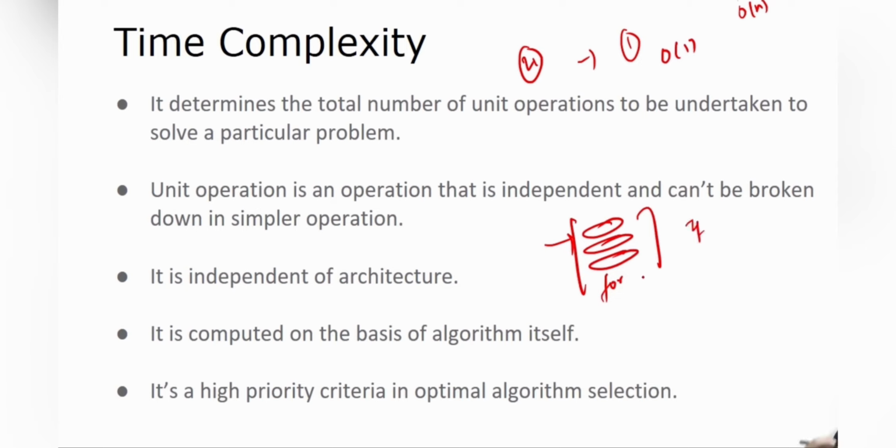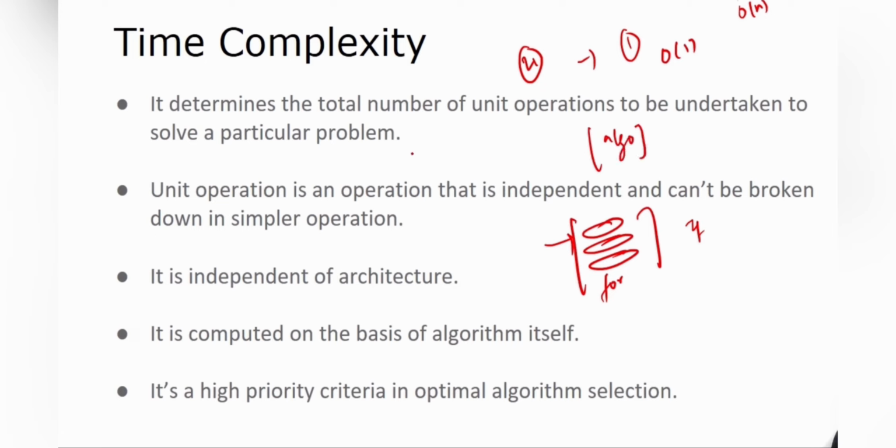If there is a while loop, what will happen? It's high priority, critical in optimal algorithm selection. Now, depending on this time complexity, you can determine whether you want to go with a particular algorithm or not.